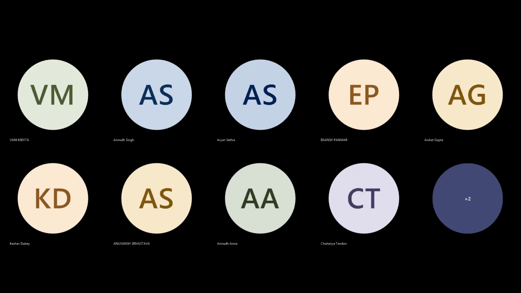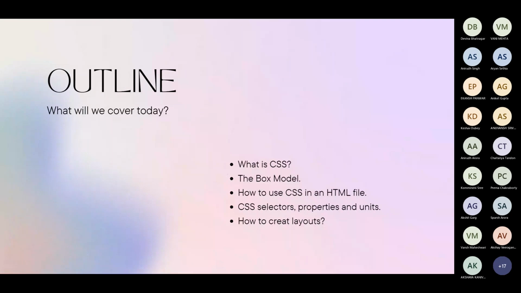First, we'll understand what CSS is, and then we'll understand a very important topic known as the box model. After that, we'll find out how we can use CSS, how we can attach CSS in an HTML file. So there are 3 different ways for that. We'll find out which to use and when.